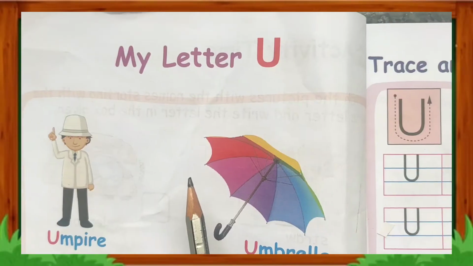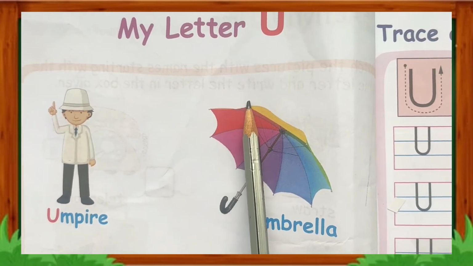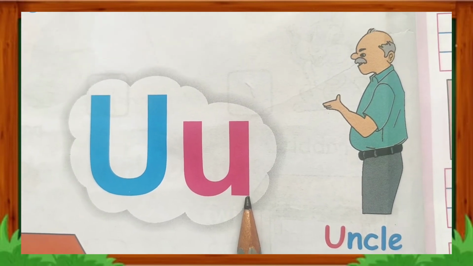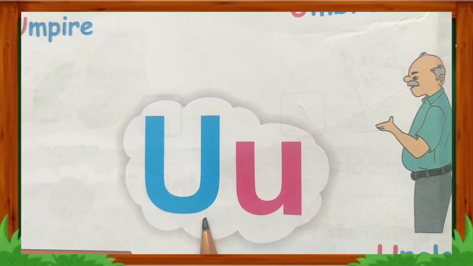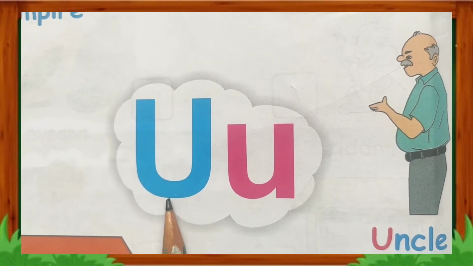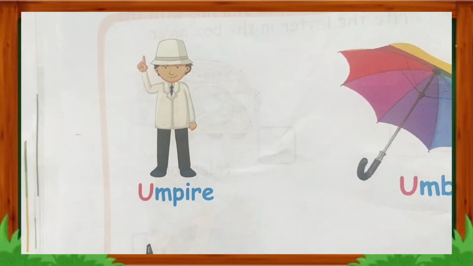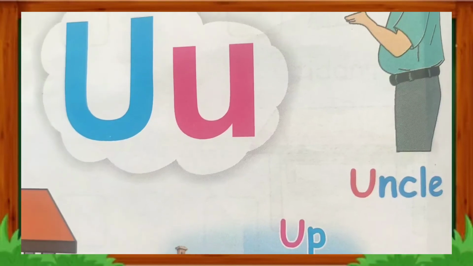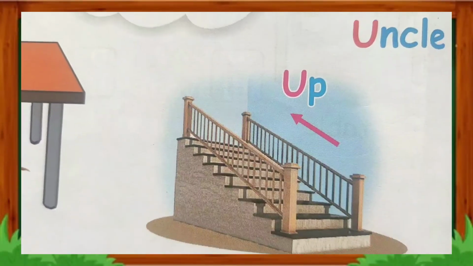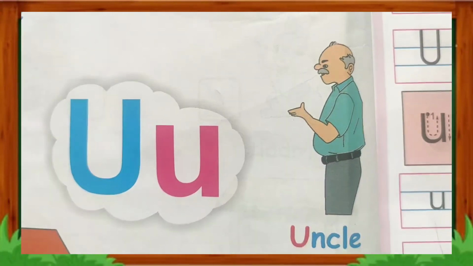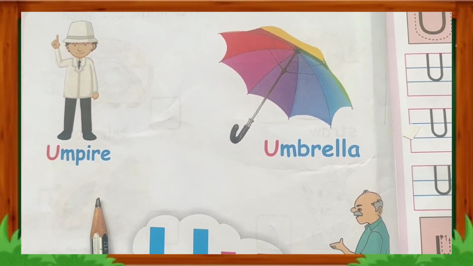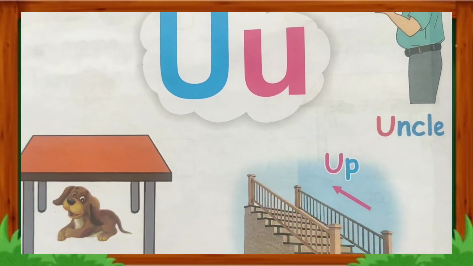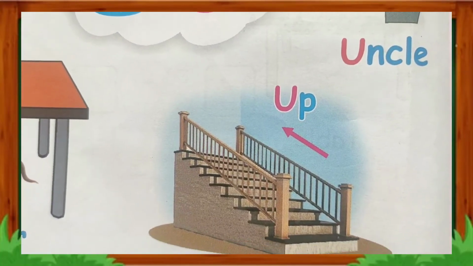My letter U. Capital letter U and small letter U. U says U. U for umpire, umbrella, uncle, under, upstairs. Once more. Umpire, umbrella, uncle, under, up.